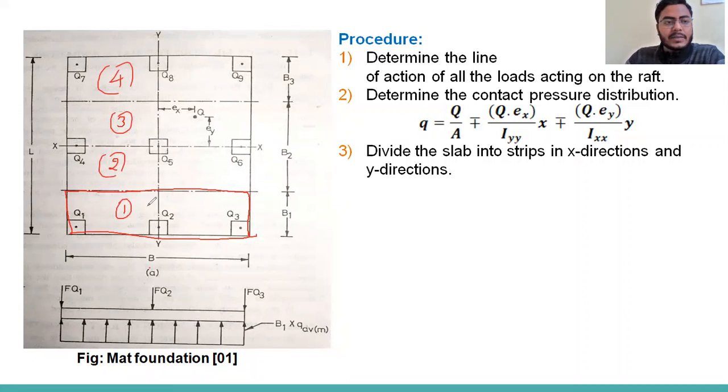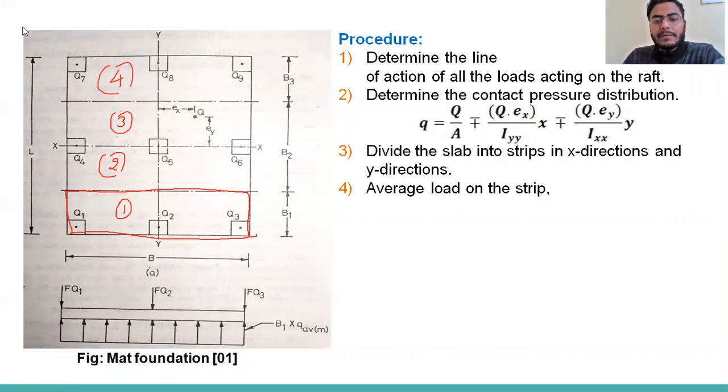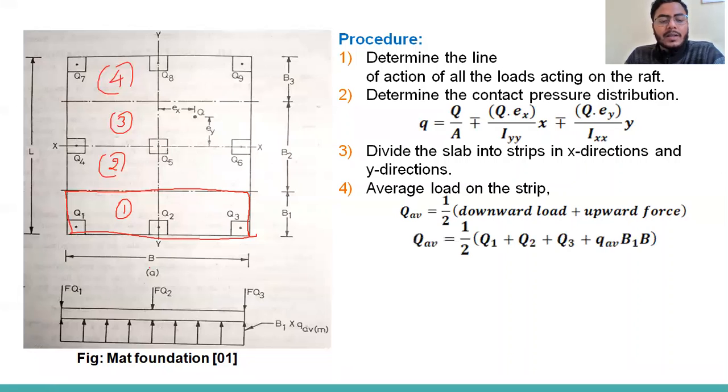Now we can calculate the average load on the strip, that is strip 1. That will be half into the downward load plus half into the upward force. The downward loads on strip 1 are Q1, Q2, Q3. The upward force is whatever pressure is acting in the upward direction, which we assume is Qav. Suppose Qav is acting below strip 1 over the whole area. The total force will be pressure into area. The area of strip 1 is B1 into B, which I have written here. So we can calculate the average load on strip 1.